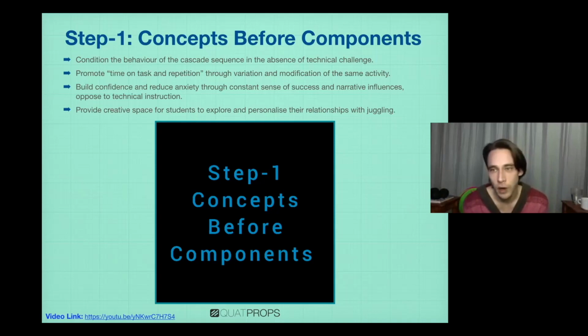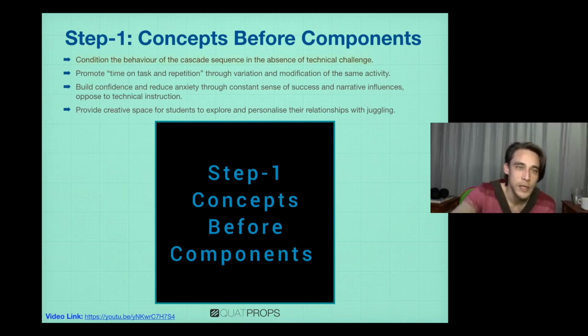So we want to start off with the experience of the cascade. We don't want to make the cascade experience the outcome of our learning. We want it to be the first step of our learning. And it's very easy to achieve this goal by taking out the throw and just working on the sequence and behavior.